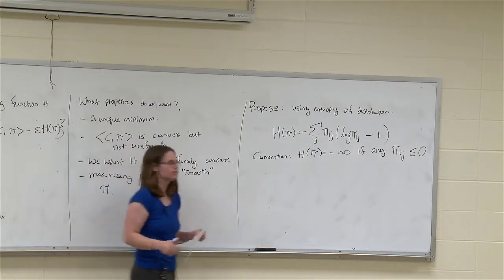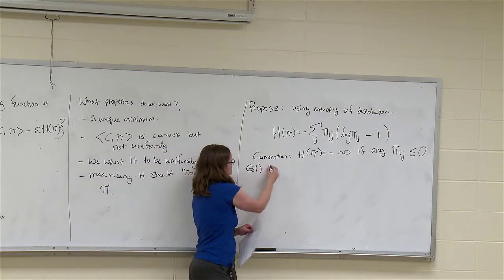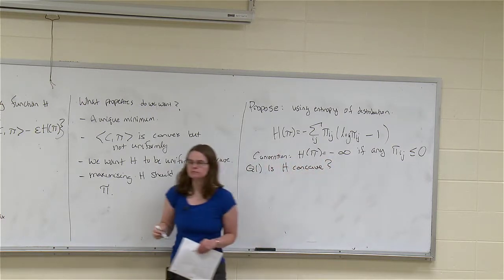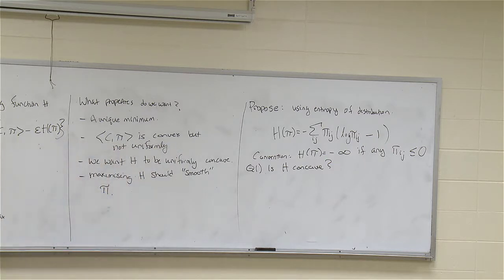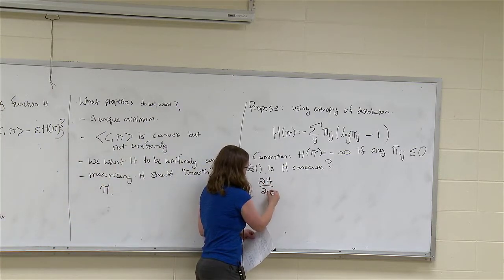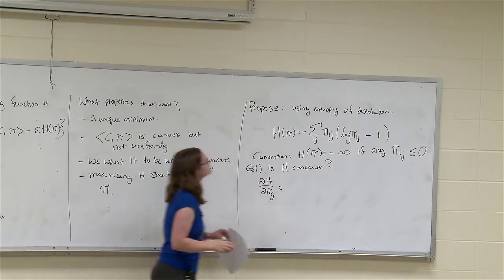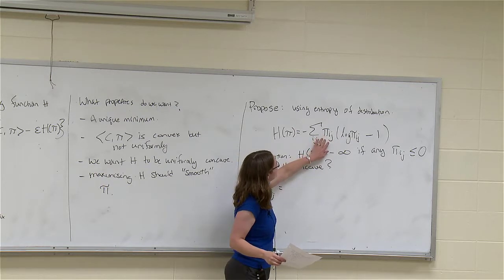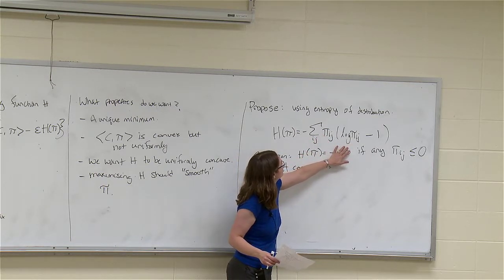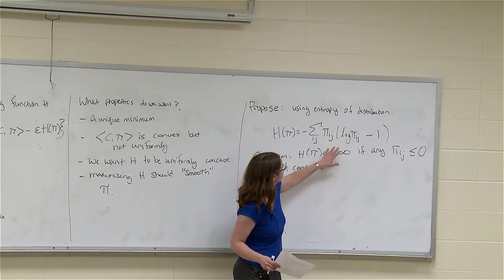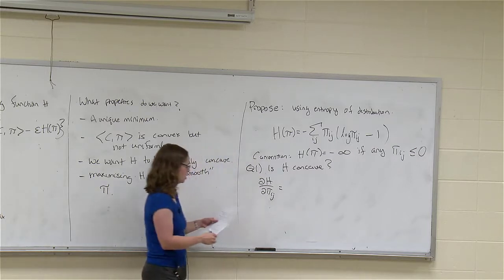Is this concave? We wanted something concave. You're nodding. You believe it's concave? Yeah, it's not hard to check, right? We could take derivatives. So if I take derivatives, what do I get here? I get pi divided by pi. That's a 1. And then when I take the derivative of this, I get a -1. So what's left is this log pi.